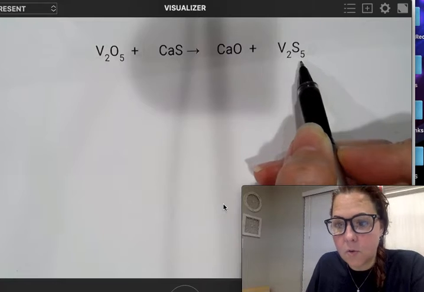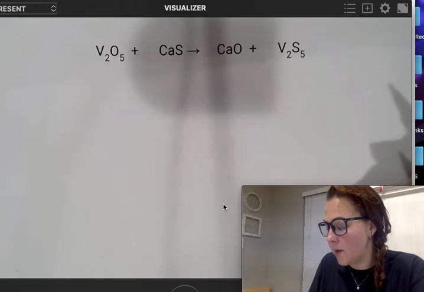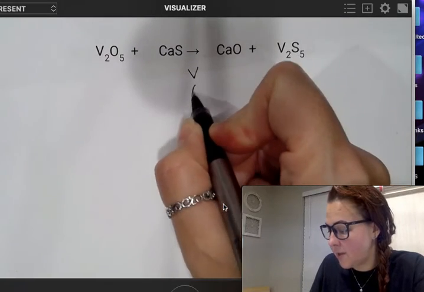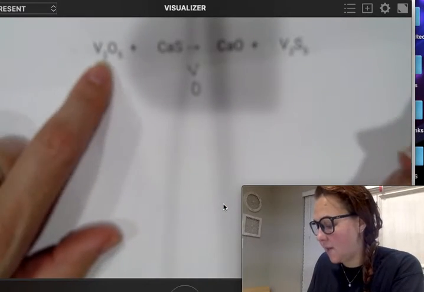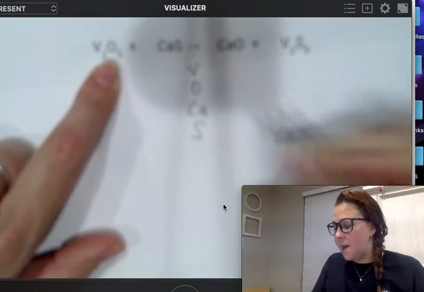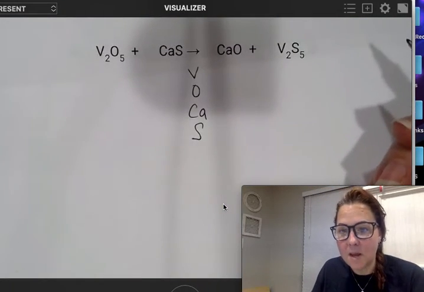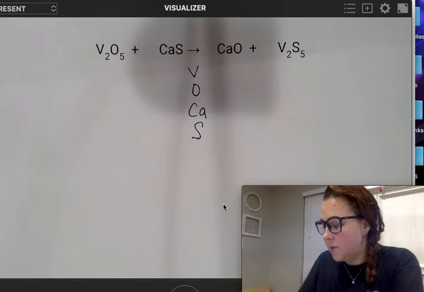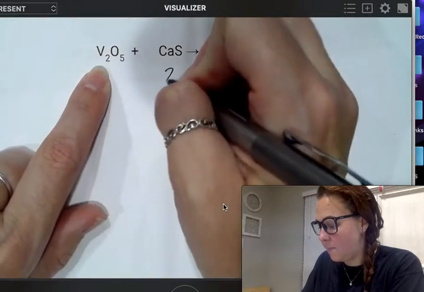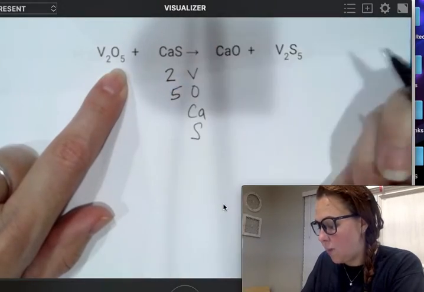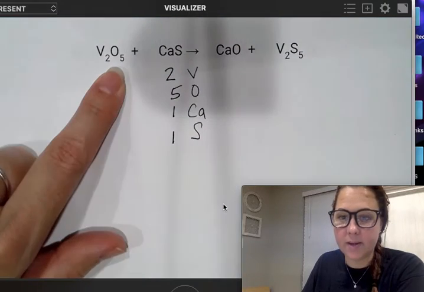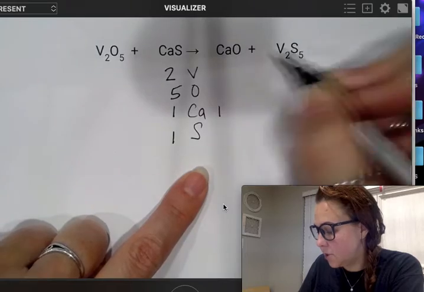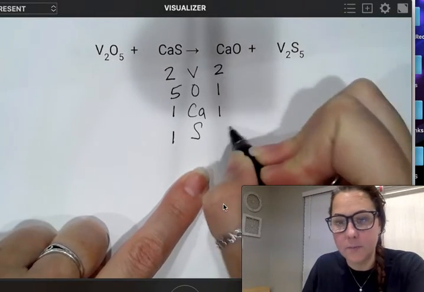So the first part of your hint, it says to make an inventory. All we're going to do is write down what elements we have on each side. So I have vanadium, oxygen, calcium, and sulfur. And I'm just going to write down how many of each of those elements are on my reactant side and how many are on my product side. So here I have 2 vanadium, 5 oxygen, 1 calcium, and 1 sulfur all on my reactant side. On my product side, I have 1 calcium, 1 oxygen, 2 vanadium, 5 sulfur.